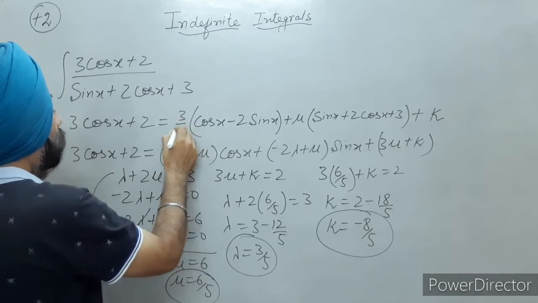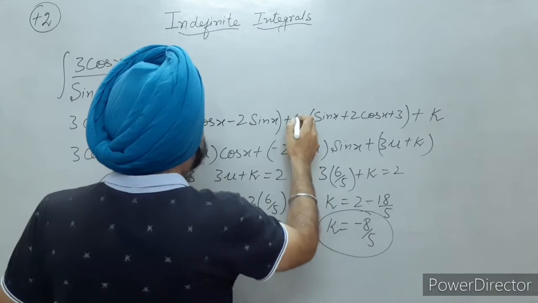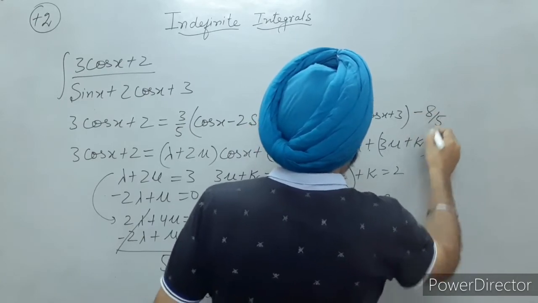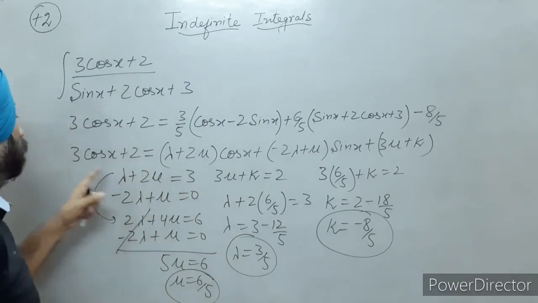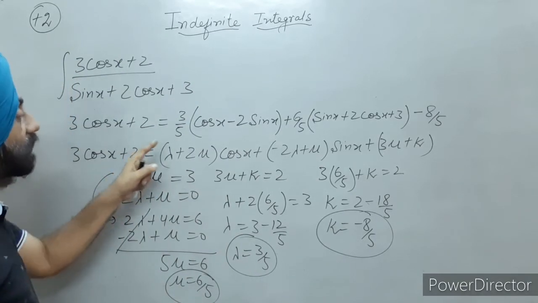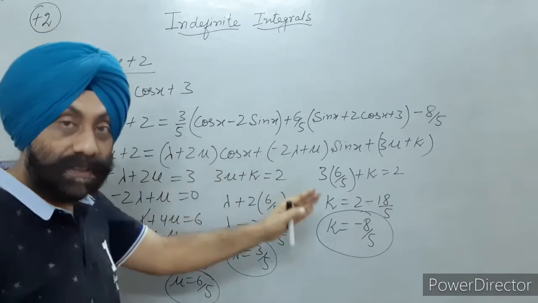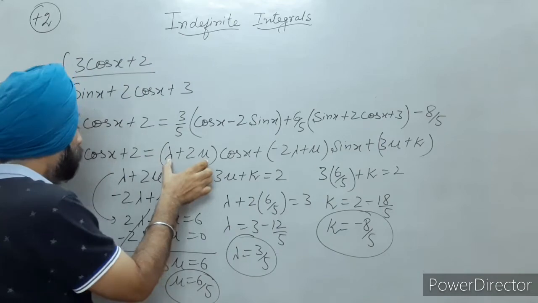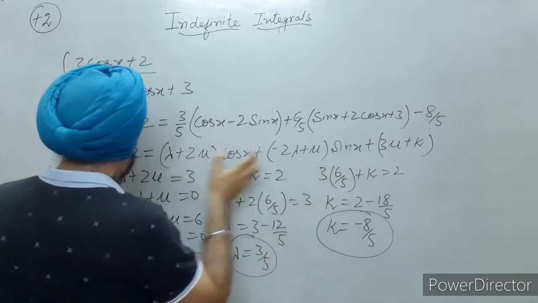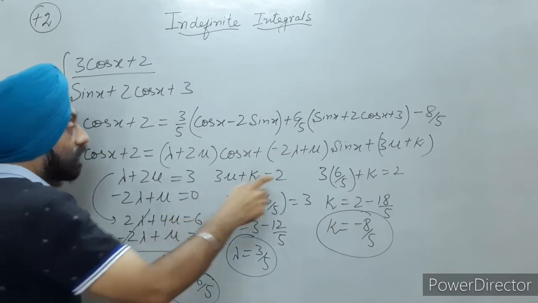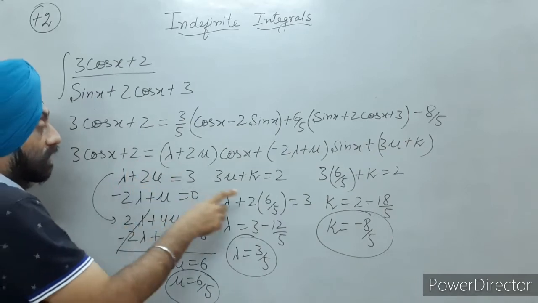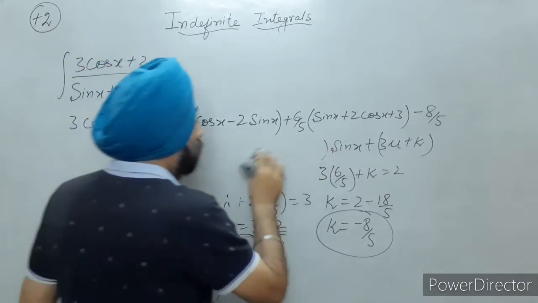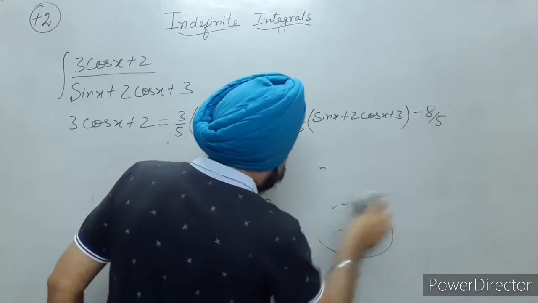Just write the values over here. 3 by 5, right? What was mu? 6 by 5. And what is k? That is minus 8 by 5. Now let me rub this. Hope it is clear to you. The numerator was lambda times the derivative of the denominator plus mu times the denominator plus k. Open the brackets, I got these things. The coefficient of cos x on this side is 3. The sin x coefficients are this. On the left hand side there is no sin x, so I equated it to 0. This constant compared with the constant, I get the values of k, lambda and mu. Substituted in the equation. Replace the numerator with this thing. Let me rub this off.